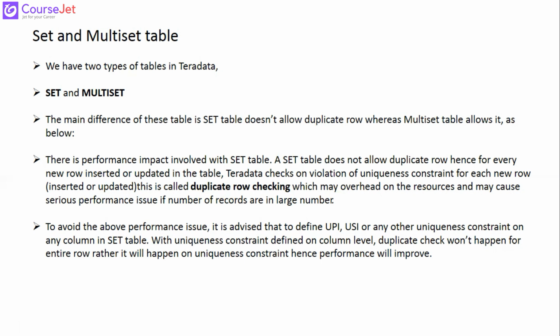Check. Instead of the entire row, only whatever columns or column names you give, right? Only those values will be cross-checked for duplicates. So it won't go for a row-level check, it will just go for the primary. Correct. So this will help in reducing the overall overhead.